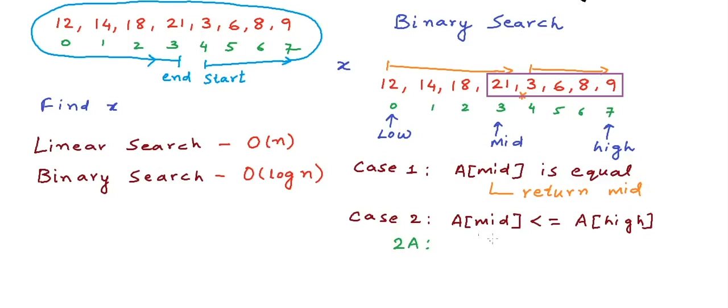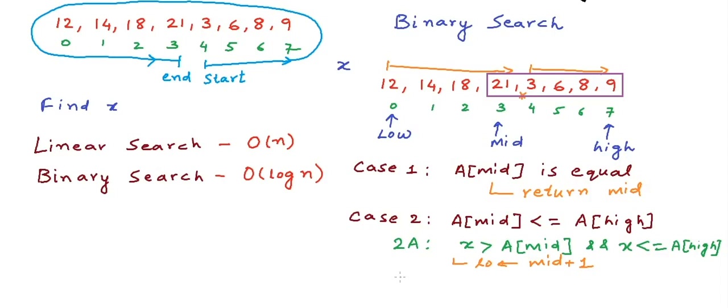We know that x is not equal to a[mid], but if x is greater than a[mid] and x is less than or equal to a[high], then it definitely lies in this sorted half. So we set low to mid plus 1 to say go ahead and search in the right half. Else, if it is not so, we will search in the left half, the unsorted half. This will be the case when the right half of the array is sorted.